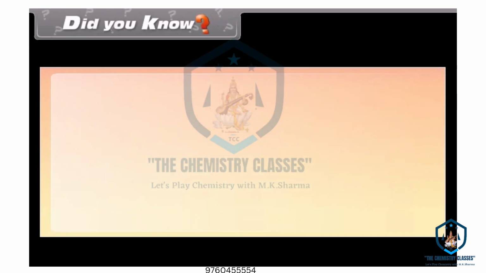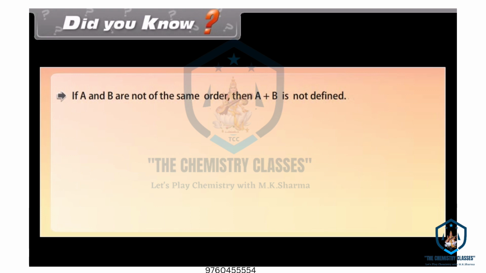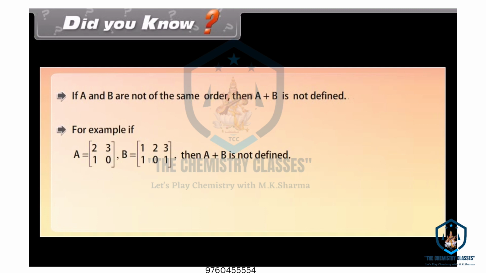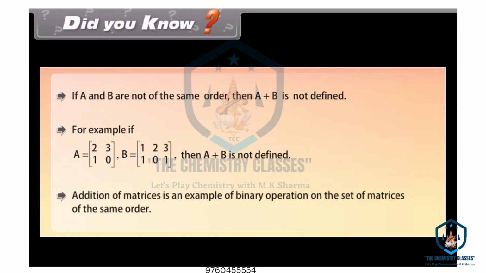Did you know? If A and B are not of the same order, then A plus B is not defined. For example, if A is equal to row-wise, first row 2, 3, second row 1, 0, B is equal to row-wise, first row 1, 2, 3, second row 1, 0, 1, then A plus B is not defined. Addition of matrices is an example of a binary operation on the set of matrices of the same order.